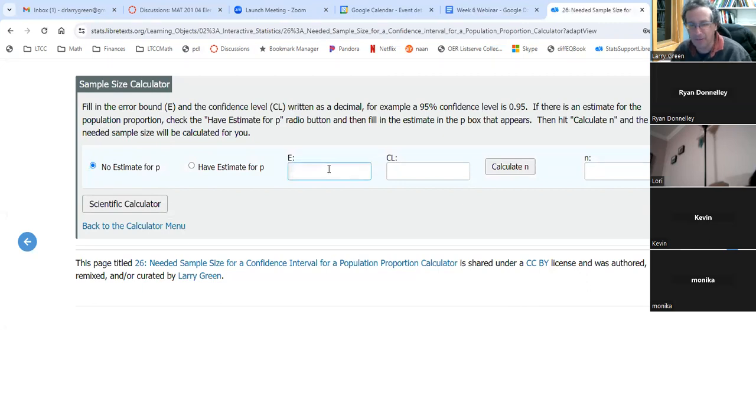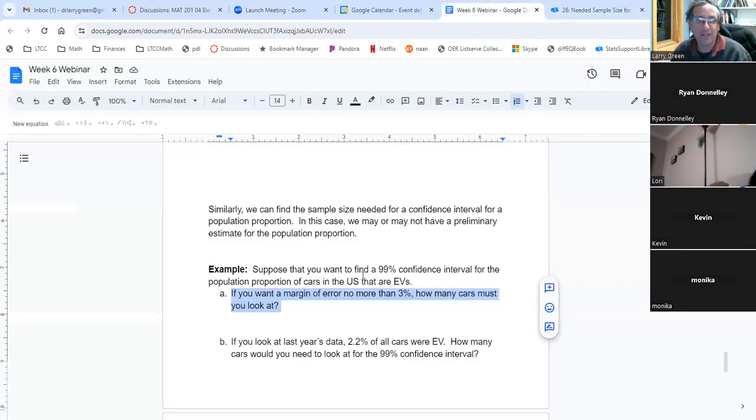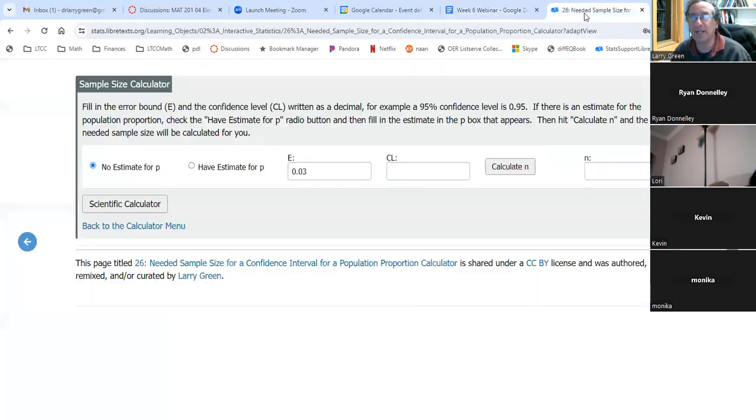Our margin of error is 3%. Should I type in 3? What do you think? No, what should I type in? Yeah, 0.03. 3%, turn it into a decimal. Confidence level, we wanted a 99% confidence level. So that's 0.99. And hit calculate. It's 1844.